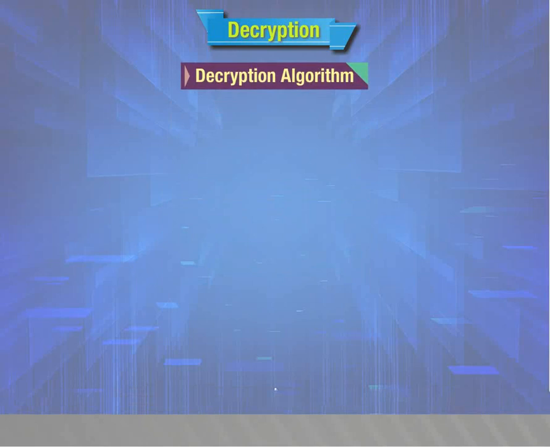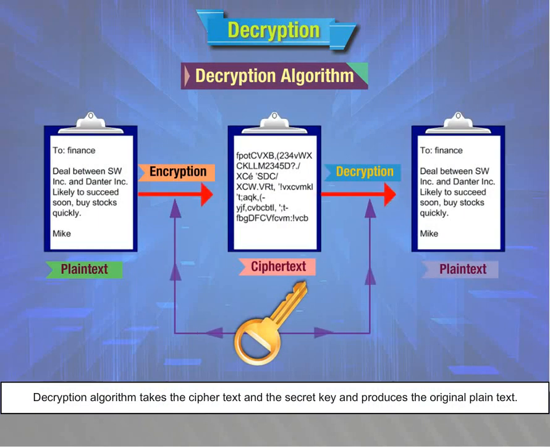Decryption algorithm. The decryption algorithm takes the ciphertext and the secret key and produces the original plaintext.